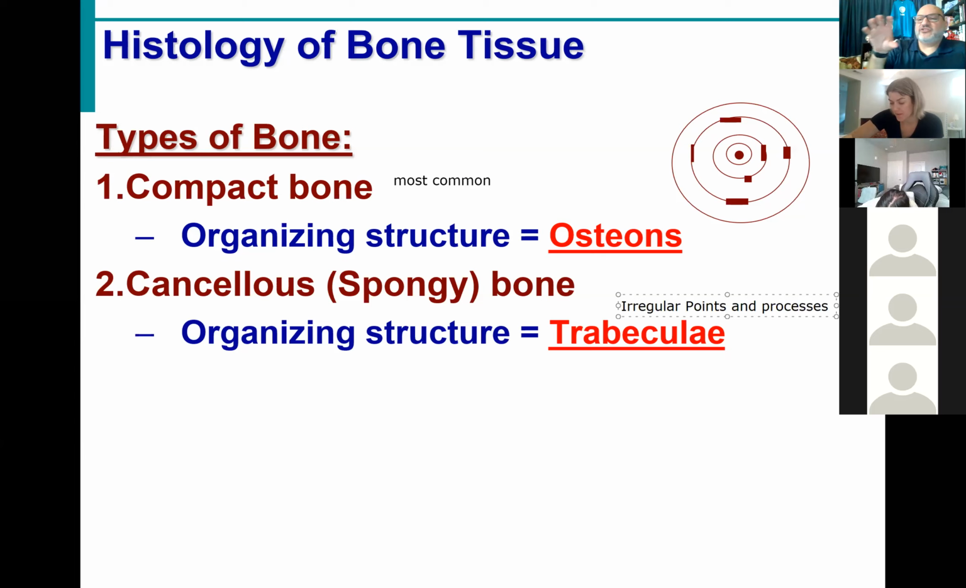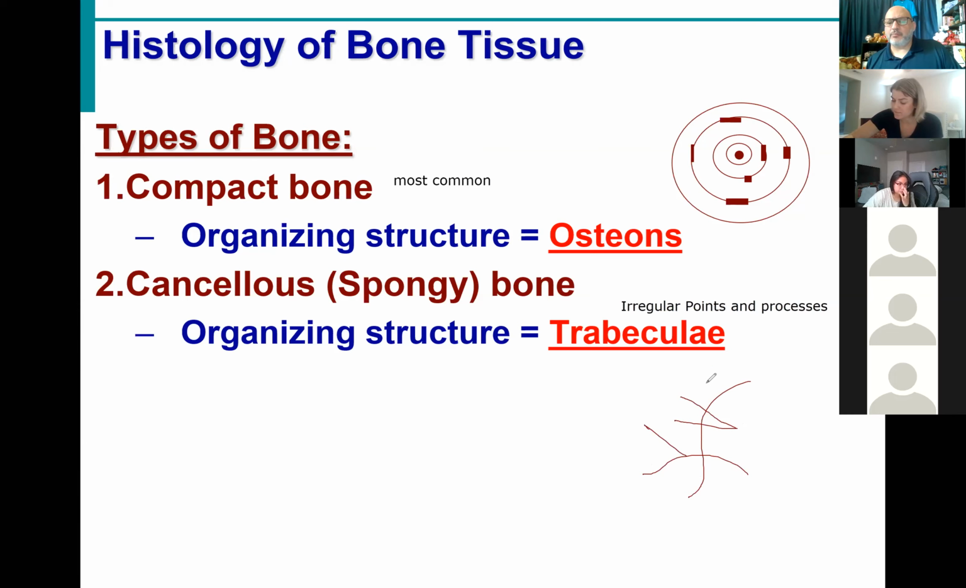If you take the kitchen sponge or any sponge and look at the cut edge of it, does it have just one repetitive pattern that you see again and again and again? No. There's just all these different irregular points and processes. So some of them are short and fat, some of them are long, some of them are branched, some of them are not branched. There are all these irregular points and processes.